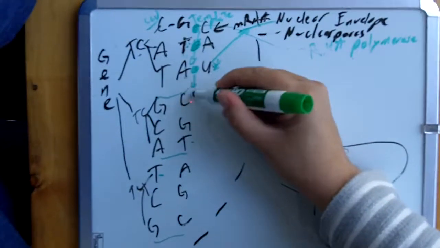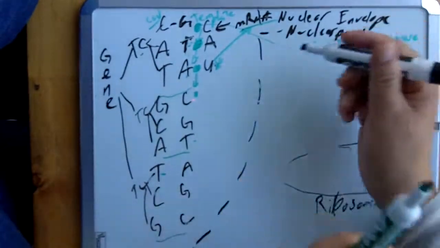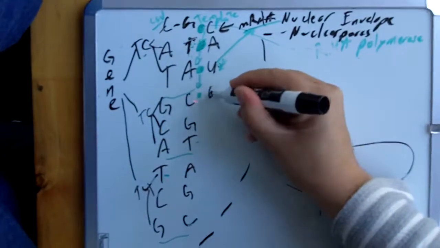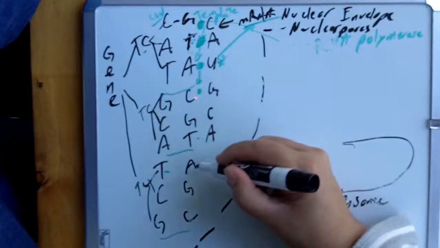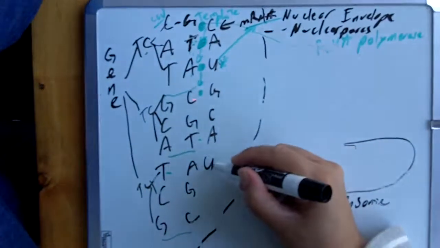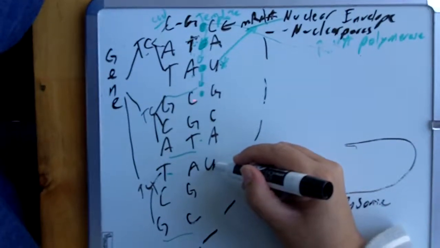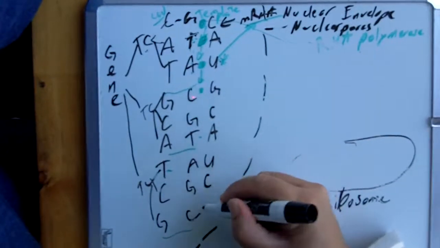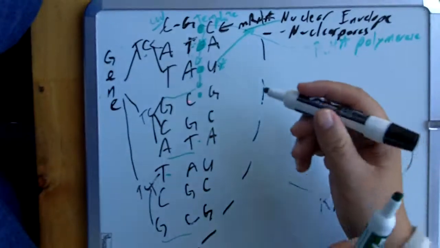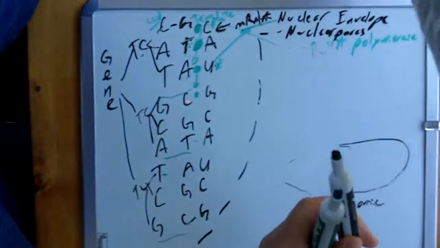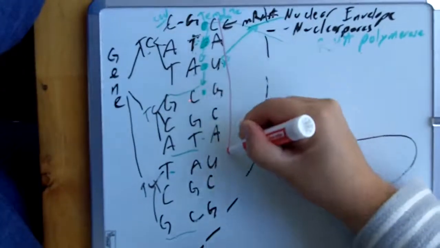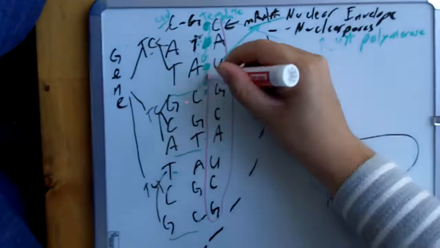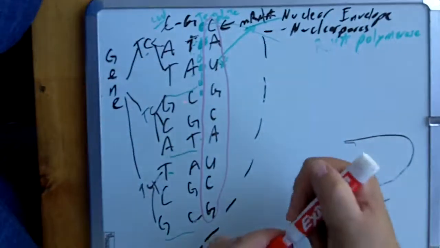After it moves down, I'm not really going to bother with the rest of it because it does the same thing. C binds with G, G binds with C, T binds with A, A binds with U, because remember, when we see the U, we know it must be RNA. G binds with C, and C binds with G. This whole strand that we see right here is messenger RNA.